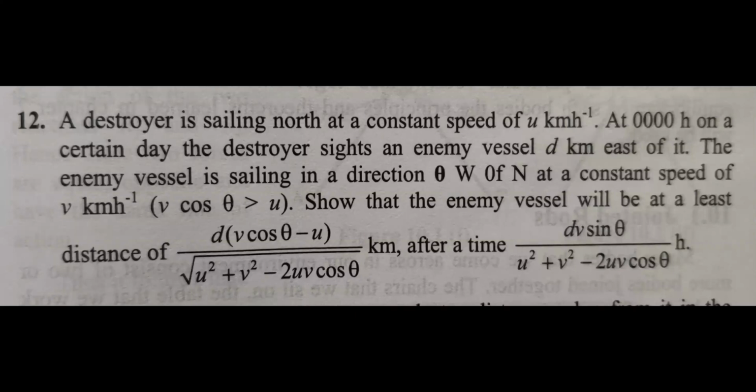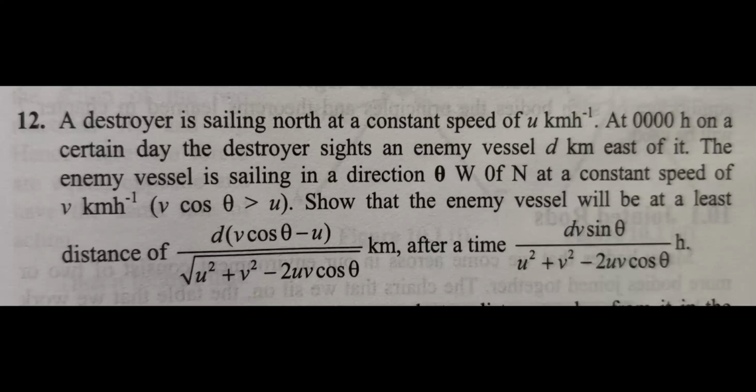A destroyer is sailing, the warship. Yes, a destroyer is a warship, right? It's sailing north at a constant speed of u at night, 12 o'clock, right? On a certain day, the destroyer, that means the warship, sights an enemy vessel d-kilometer east of it.